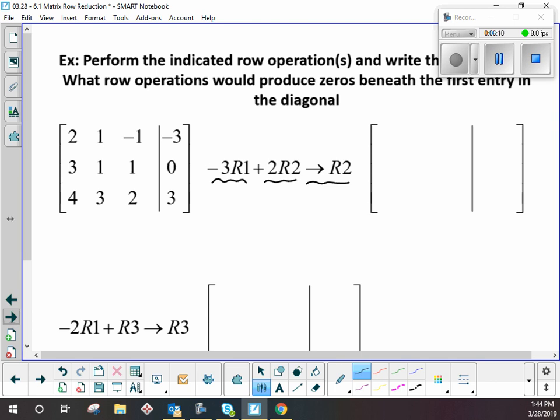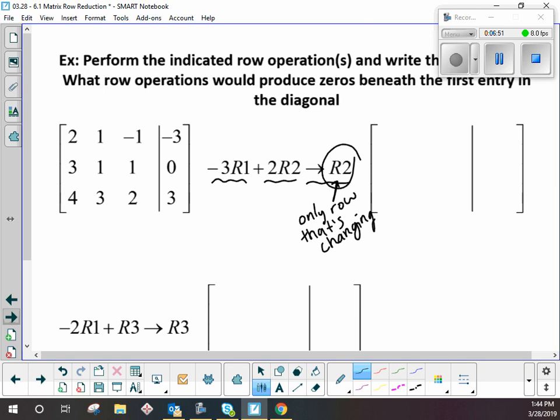But my question for you is this. I'm doing math on row 1, right? I'm going to do negative 3 times row 1. However, the only row that's actually changing in the new matrix is row 2. Okay? I'm just using row 1 for some math, but it's going to stay the same. So whatever comes after the arrow, that's the only row that's changing. So I'm using the other rows for math purposes, but I'm only changing row 2.